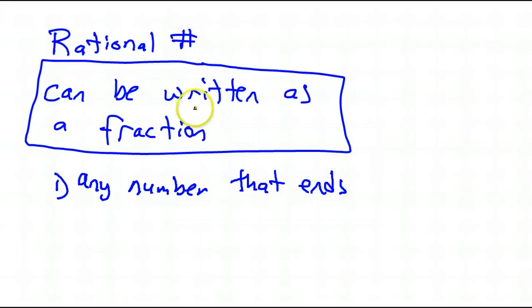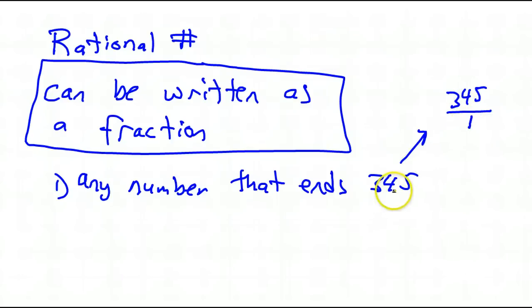Any number that ends is going to be rational. So, if I say 345, that's rational. It comes to an end. I could write this as 345 over 1, and that would have the same value. So, kabam, I just wrote it as a fraction. So that makes it rational.